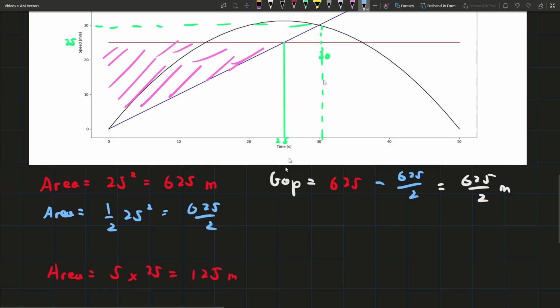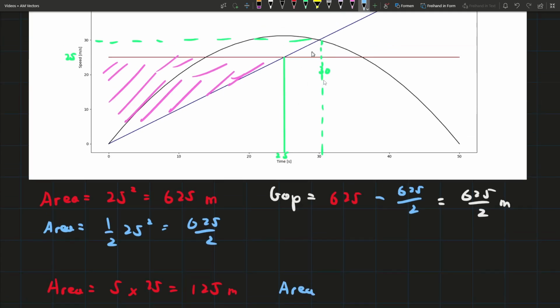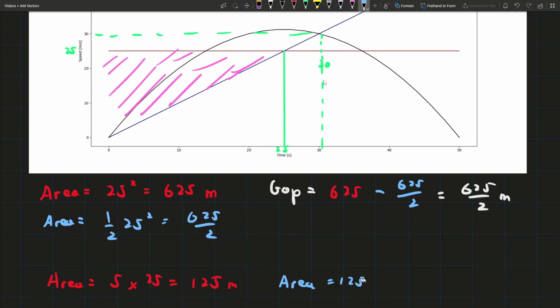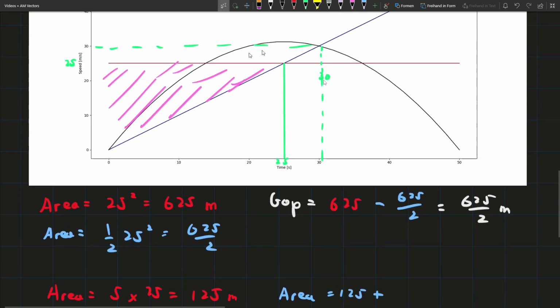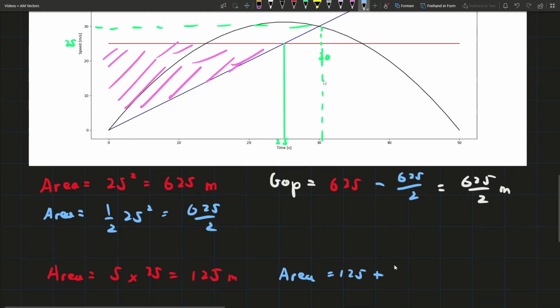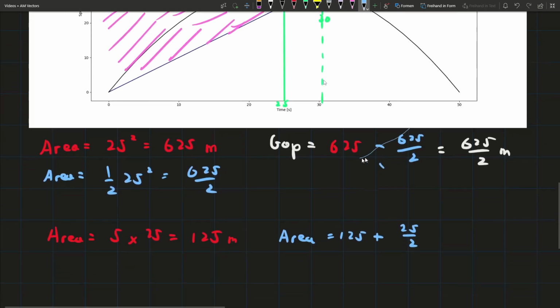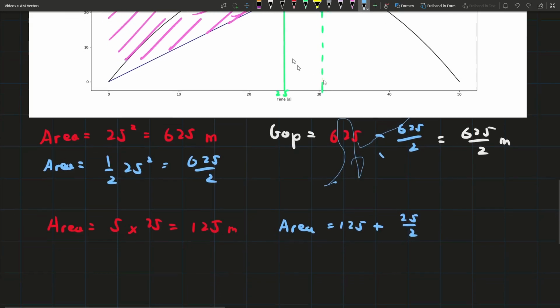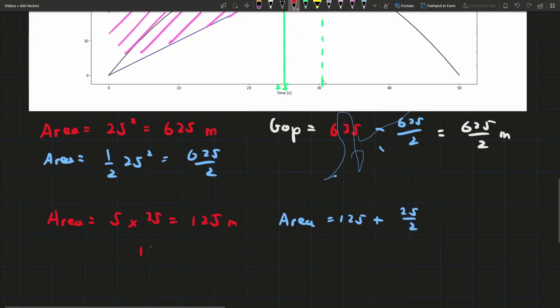And then the blue area is going to be that rectangle, as you can see, plus this triangle. So it's going to be 125 plus, and then the triangle has a height of 5 and a base of 5. So it's plus a half times 5 squared, which is 25 over 2. Okay, and now if we do the same thing, the red area minus the blue area, look what happens. We'll have 125 minus 125 minus 25 over 2, which is equal to minus 25 over 2.